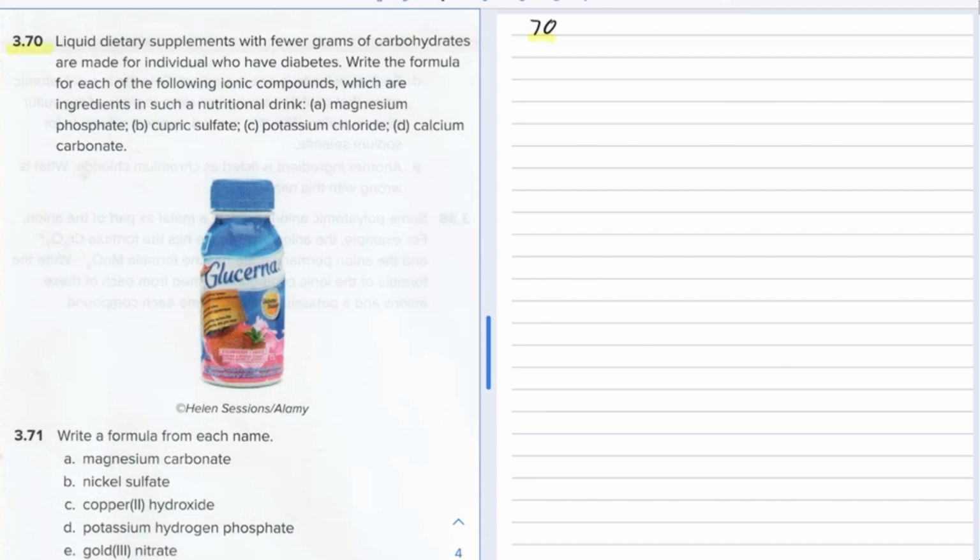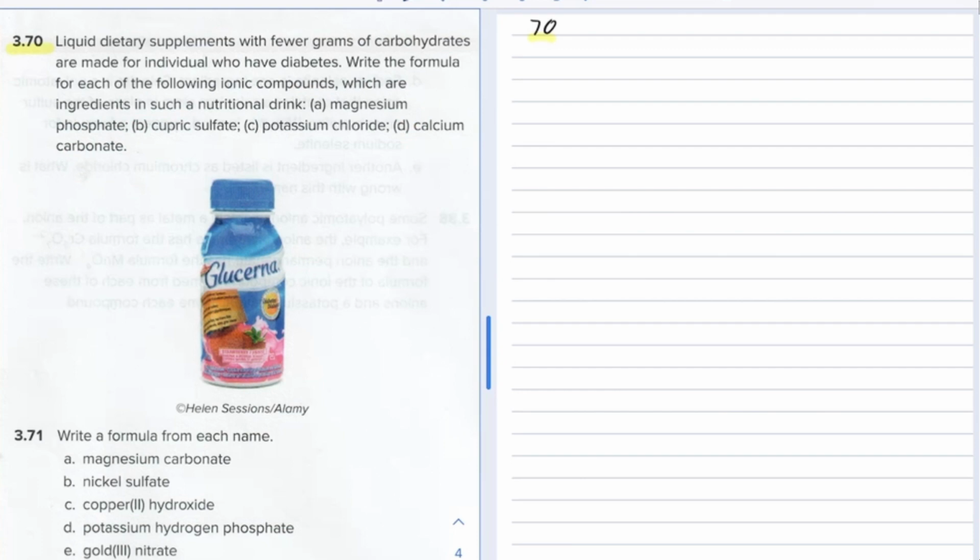Number 70. Liquid dietary supplements with fewer grams of carbohydrates are made for individuals who have diabetes. Write the formula for each of the following ionic compounds, which are ingredients in such a nutritional drink. And you're given 4 different compounds.